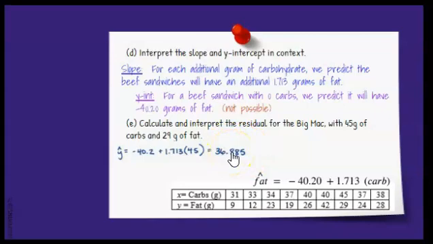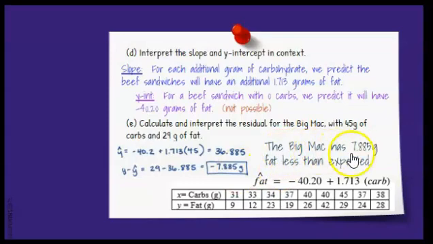Remember, residual is actual minus predicted. So my actual is 29. My predicted, I just calculated, is 36.885. When I subtract, I get negative 7.885. The order does matter. It has to be actual minus predicted. So I get a negative. That tells me that the Big Mac has 7.885 grams of fat less than we would expect. Okay? The line predicts it's at 36 grams of fat, but in reality it's at 29. So it has less than the line would predict it has.